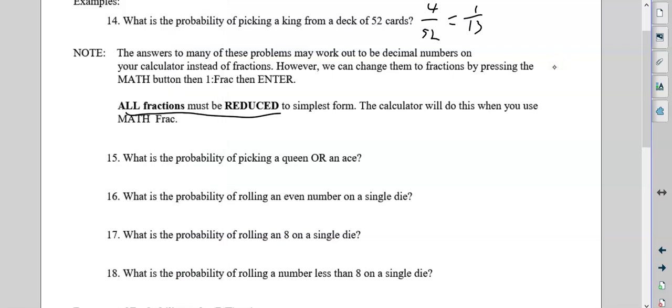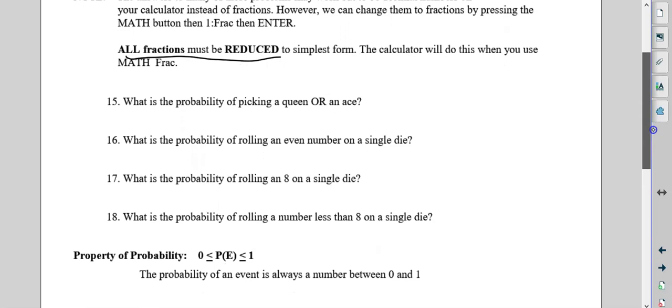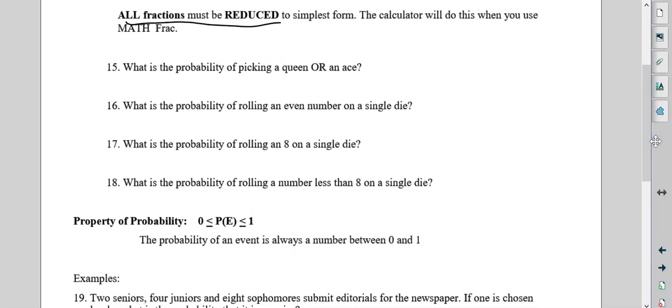All right, moving on. What is the probability of picking a queen or, all caps, an ace? Well, you remember, or means add. Okay, so that'd be 4 out of 52 plus 4 out of 52, which would be 8 out of 52, which would reduce to 2/13.